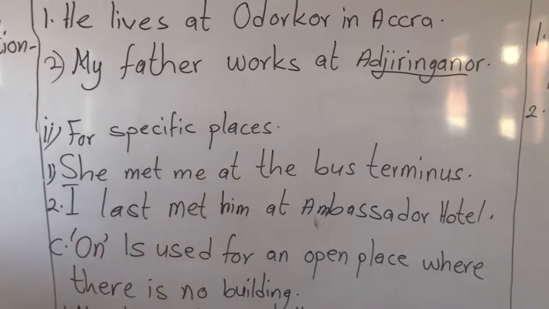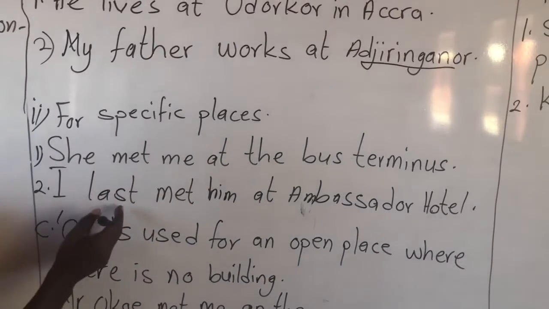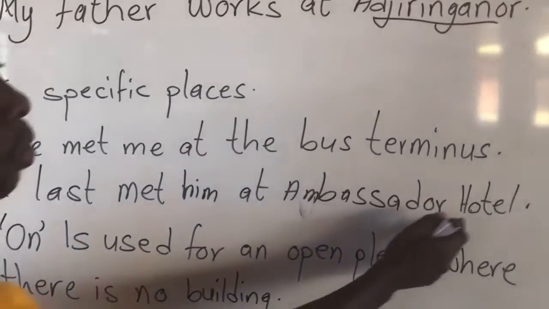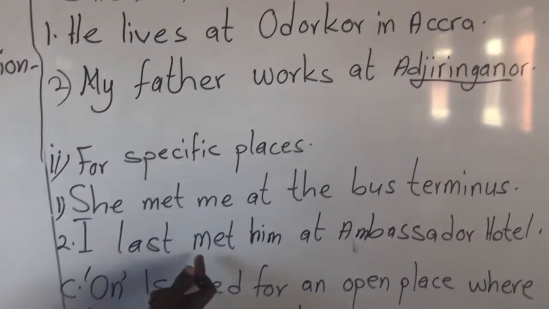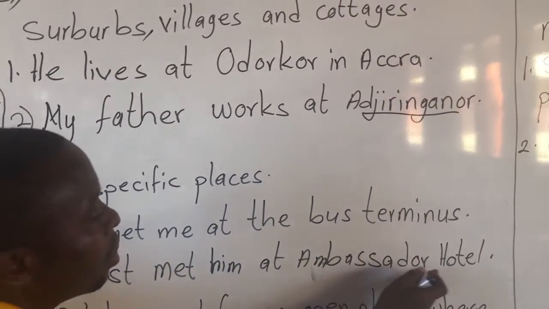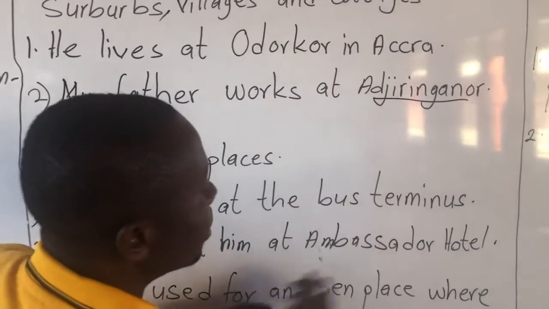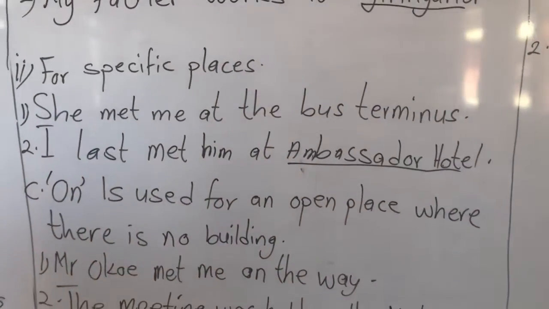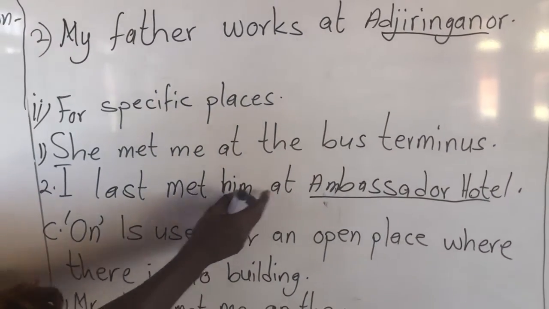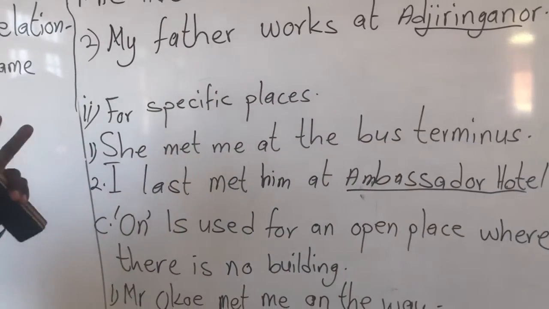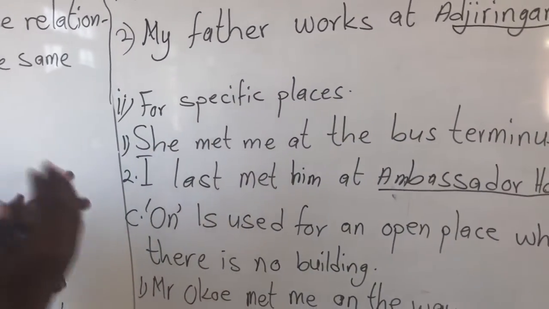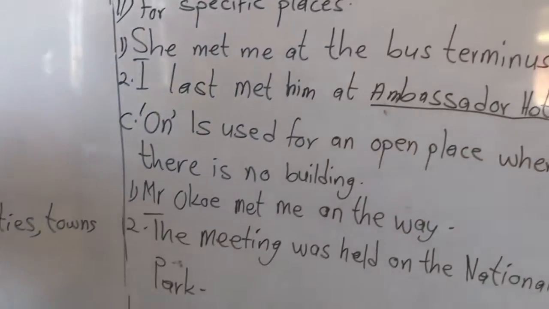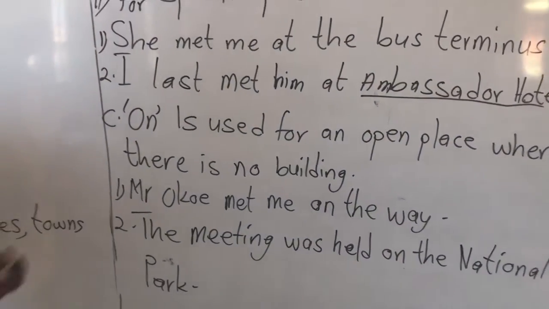Then let's look at the next example. I last met him at Ambassador Hotel. Ambassador Hotel here is a specific what? Place. So we use at. So we are saying that at is used when we are talking about suburbs, villages, cottages, and specific places. Good. Let's continue with on.